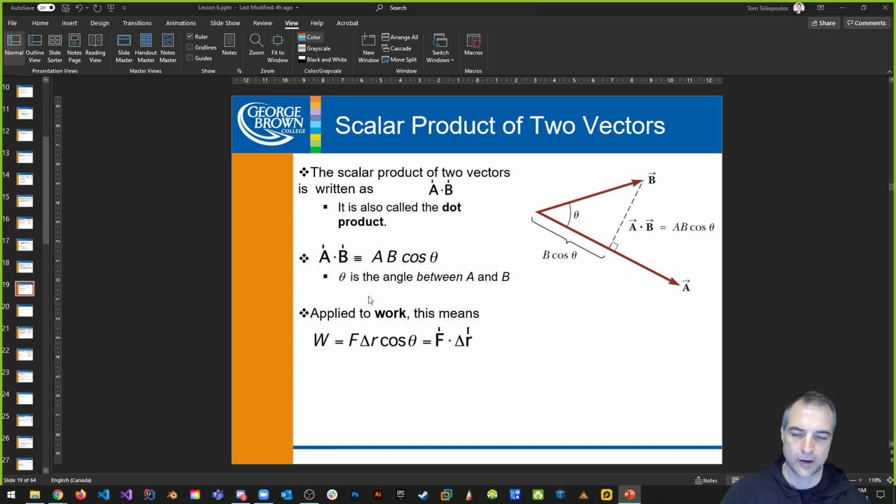Then when we look at how it applies to work, we can say that work is the force times the displacement, the difference in position. That's what displacement is. So delta R, I think of the whole term as displacement. Work equals F delta R cos theta, and you can say that it is equal to the force vector, again, dot the displacement vector. Force dot displacement. This is what it means.